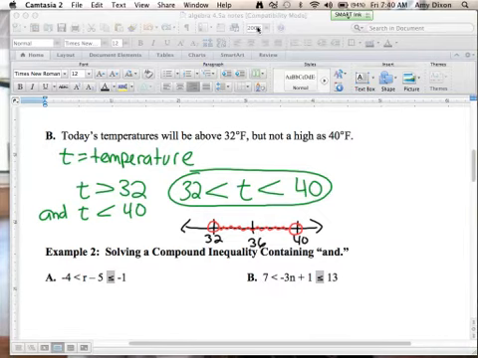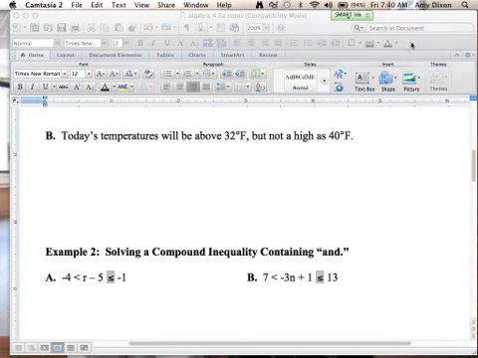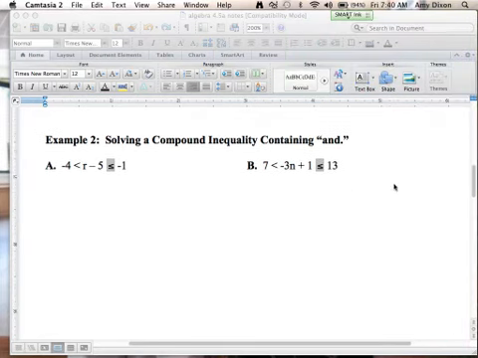All right, so let's go to example 2. Solving a compound inequality containing and. So looking at this problem, we have negative 4 is less than r minus 5, which is less than or equal to negative 1.